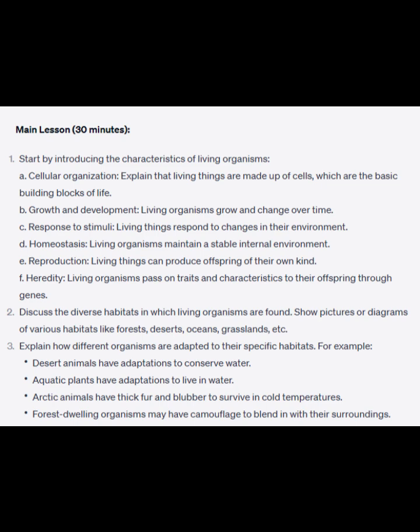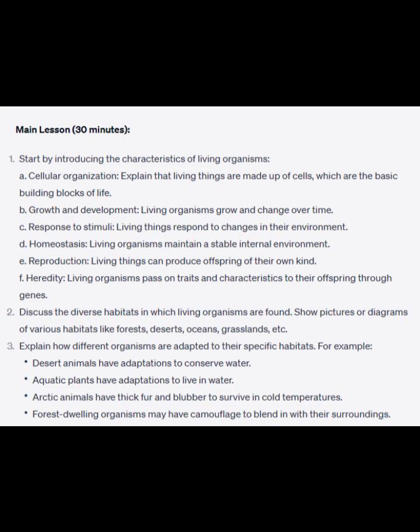C. Response to stimuli. Living things respond to changes in their environment. D. Homeostasis. Living organisms maintain a stable internal environment. E. Reproduction. Living things can produce offspring of their own kind. F. Heredity. Living organisms pass on traits and characteristics to their offspring through genes.